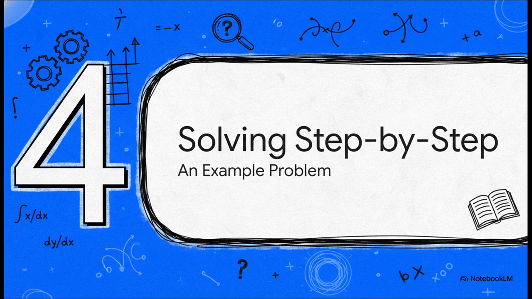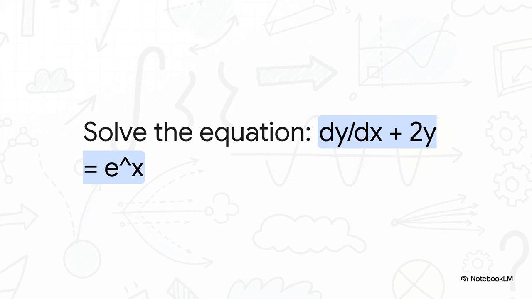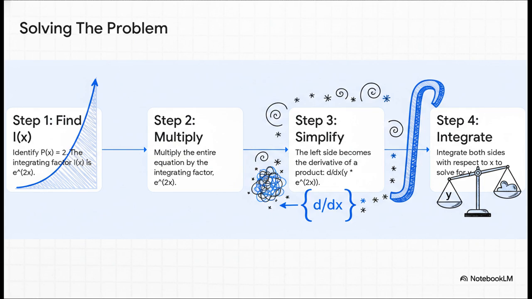The best way to really get a feel for this method is to just roll up our sleeves and walk through an example together, step by step. So we're going to tackle this non-homogeneous equation. In this case, our p of x is just the number 2, and that external force, our q of x, is e to the power of x. We just have to follow these 4 steps.